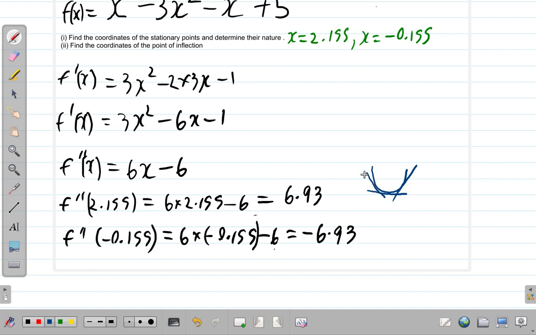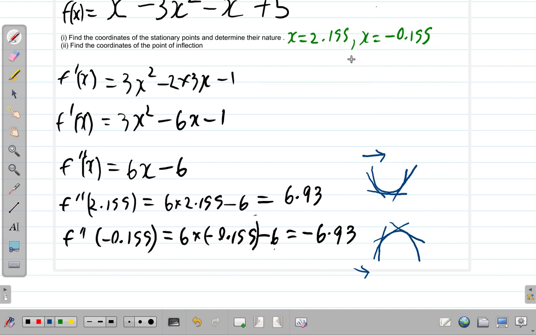It goes from negative to less negative, more positive as you go from left to right. And then at this point, at negative 0.155, you have a negative gradient. It means that you're going to have a local maximum point. Because as you go from left to right, if you should draw some tangents, you'll see that the gradient of those tangents would be dropping, would be decreasing.